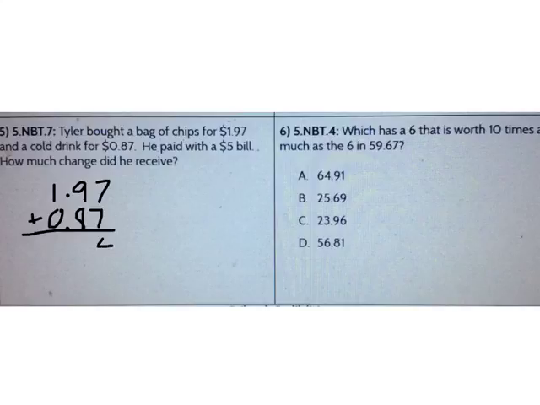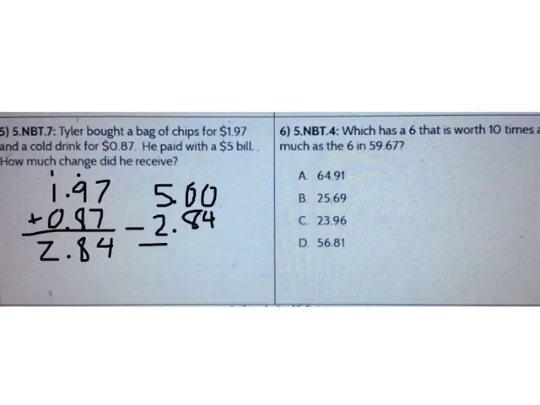Well, 7 plus 7 is 14. 1 plus 9 is 10, plus 8 is 18. 1 plus 1 is 2. So Tyler spent $2.84. He paid with a $5 bill. What operation should I use to find how much change he received? I need to subtract $5 minus the $2.84 he spent. So how much change did he receive?